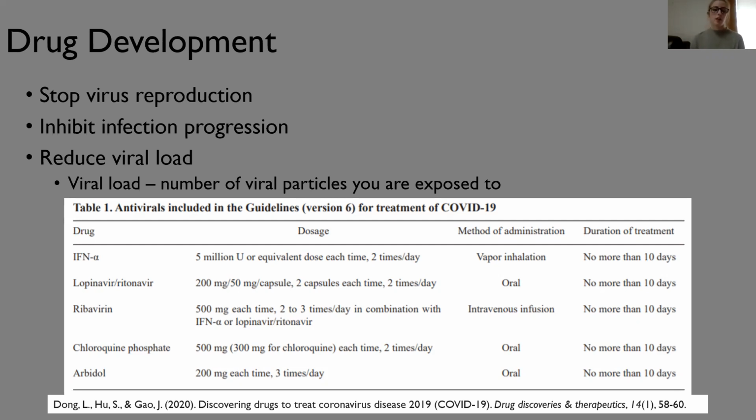Another method besides stopping the virus reproduction and inhibiting infection progression is to reduce the viral load within a person. And the viral load is the number of virus particles that are inside you. This can be done by different excretion methods of the virus. But really the most common method right now is to stop virus reproduction. And there are drugs like chloroquine, which is in this chart here, that has been used for malaria, that targets coronavirus in the same way. So this is, like I said, a lot more promising right now than the vaccine development. In this chart, you can see 5 drugs already that are being tested and are promising for coronavirus.